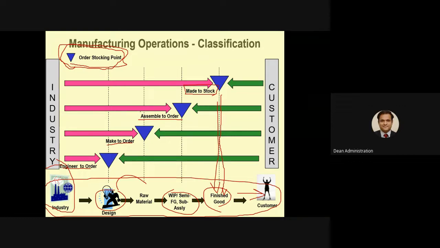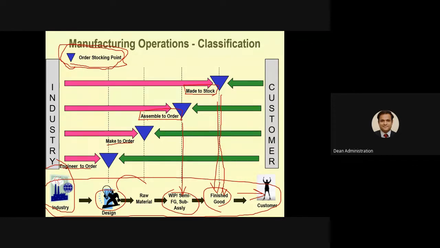Now, let's go to the next type of product. This type of product is called assemble to order. Now, what is the meaning of assemble to order? I think you may have figured this out, that you don't have this product just ready for sale right away. There is a certain amount of assembly that is required to finish up this product.